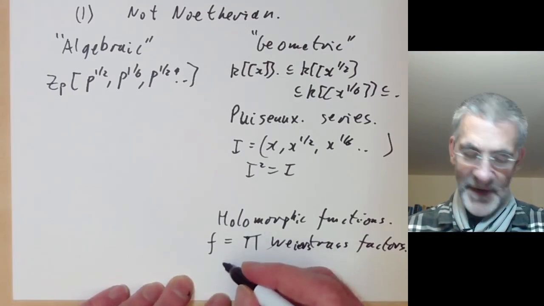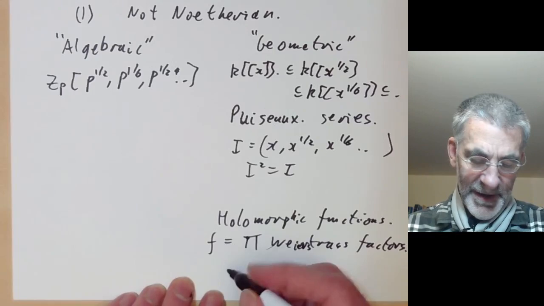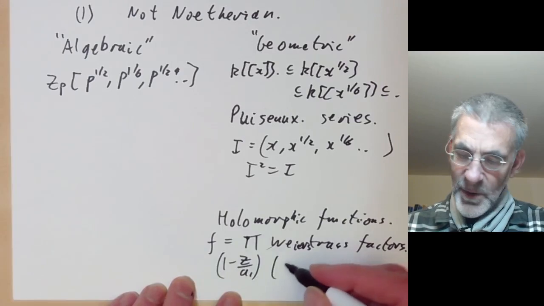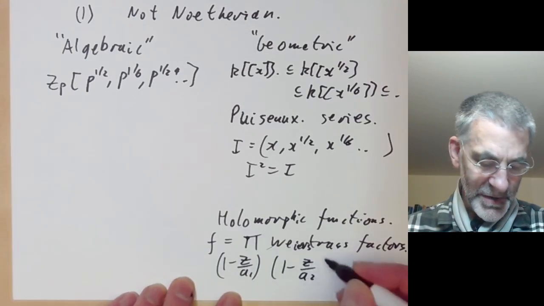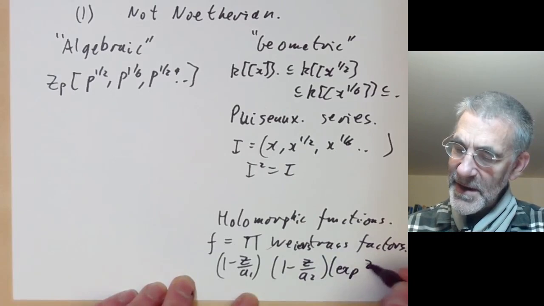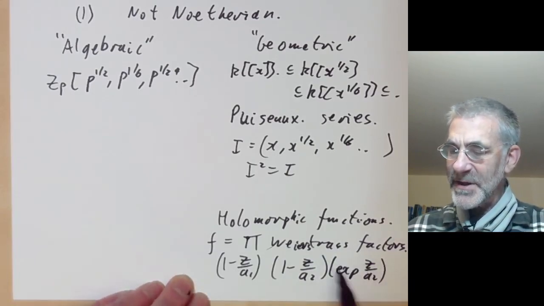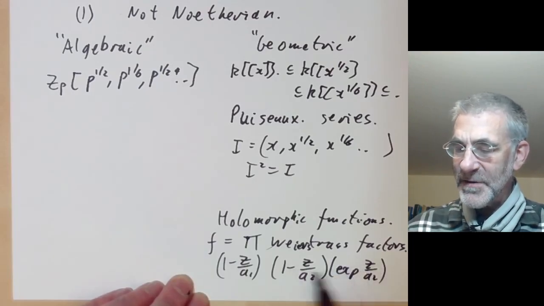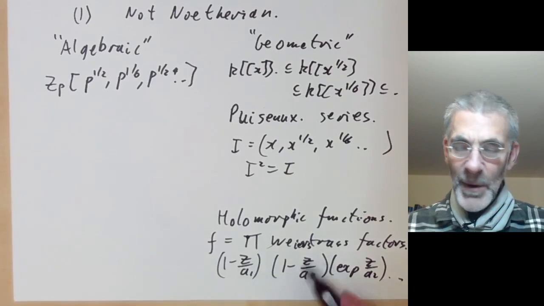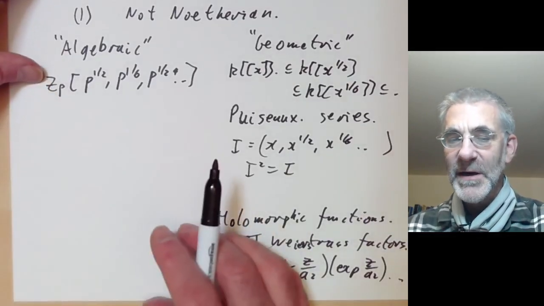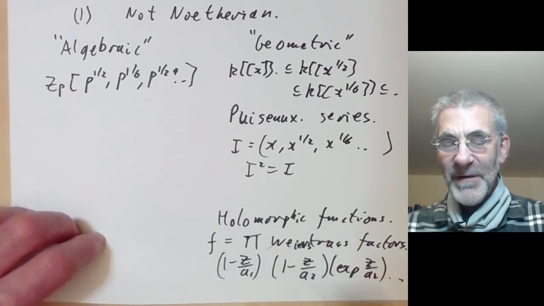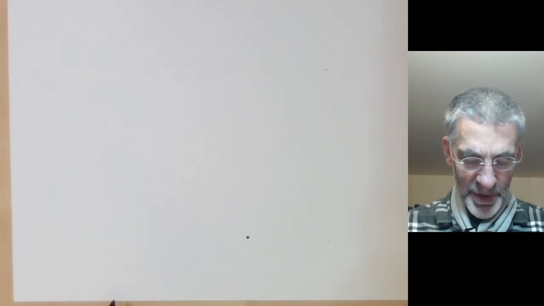For instance, the Weierstrass factors might look like 1 minus z over a1, but then you might have something like 1 minus z over a2 times exp of z over a2, where Weierstrass discovered that in order to get convergence, you have to put in various cleverly chosen fudge factors. Anyway, so holomorphic functions come pretty close to being a Dedekind domain, except they're not Noetherian and only have unique factorization if you allow infinite products, which is, of course, not really an algebraic operation.